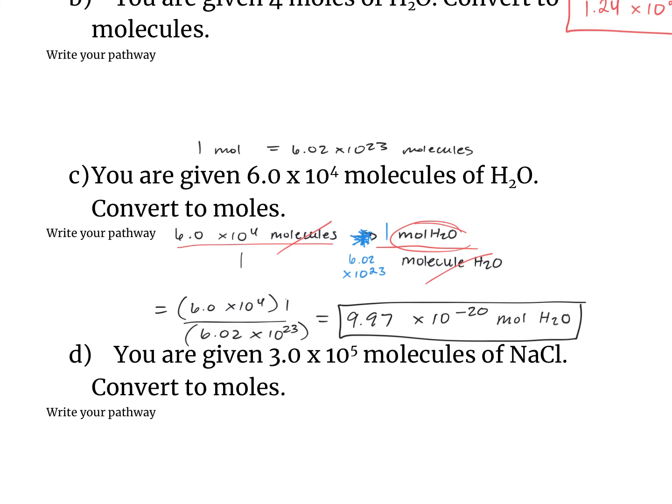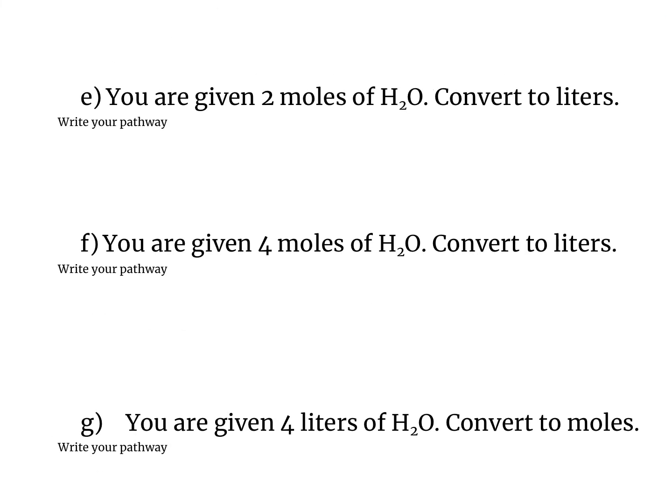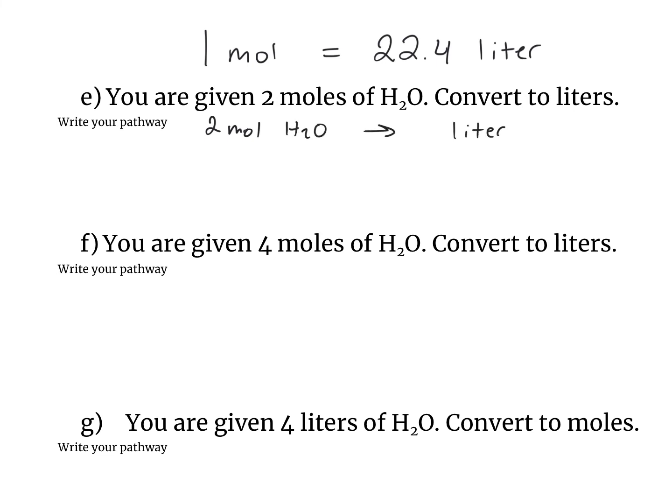Let's go on to liters. So liters is going to be generally the same thing, just the conversion for it is going to be different. The conversion for liters to moles is 1 mole is equal to 22.4 liters. So that's going to be like the magic number, 22.4. Anytime you see liters, you're going to think 22.4. So you're given 2 moles of H2O, and I want to convert it to liters.